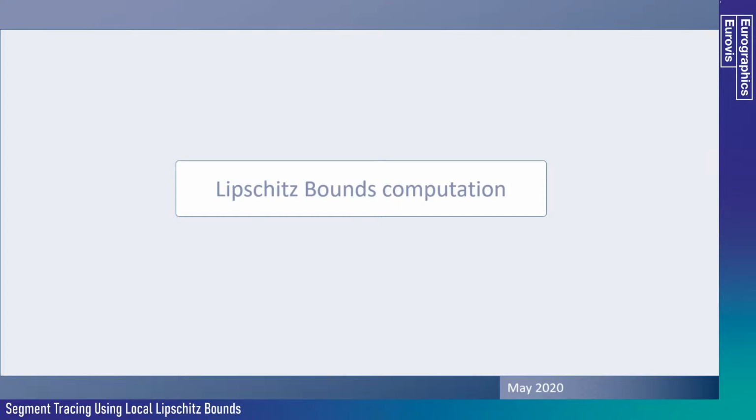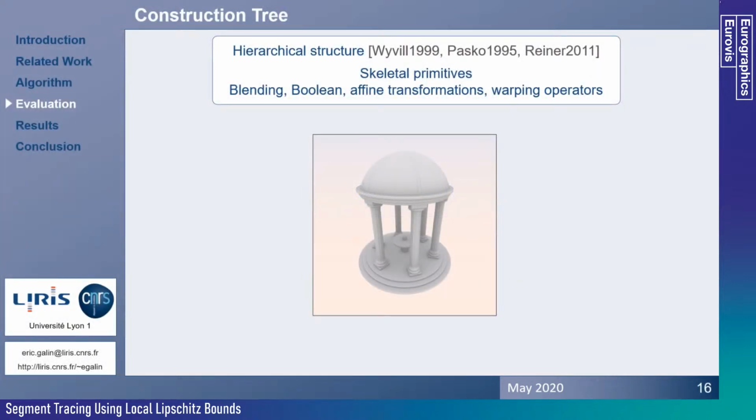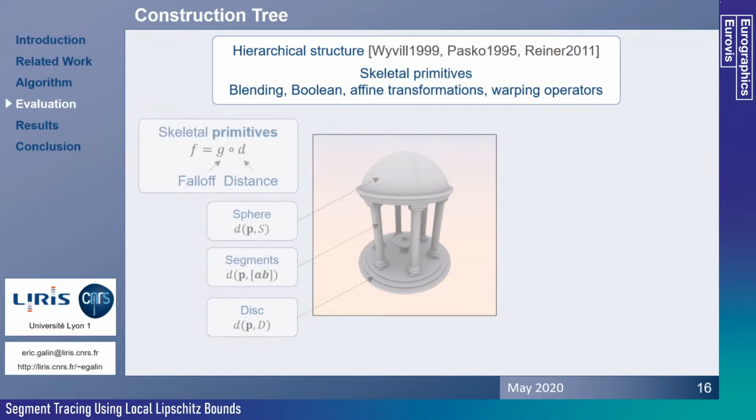Now the challenge consists in evaluating the local Lipschitz bound of the field function. Here we consider an implicit model defined as a hierarchical construction tree. The tree combines skeletal primitives with blending, Boolean, warping, and affine transformations. The field function f is evaluated by recursively traversing the tree. The leaves contain skeletal primitives, and their field function is defined as the combination of a kernel function applied to the Euclidean distance to their geometric skeleton.